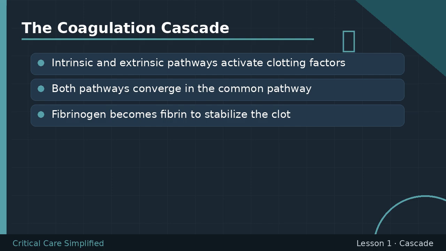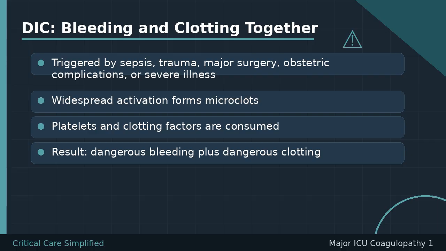Four key terms matter. Platelets are small blood cells that stick together at injury sites. Clotting factors are plasma proteins that activate in sequence. Hemostasis is the whole bleeding control process. Fibrinolysis is clot breakdown and cleanup. The coagulation cascade has intrinsic and extrinsic pathways. Both feed into a common pathway where fibrinogen becomes fibrin. For bedside nursing practice, the important point is this: when the cascade is disrupted, the patient may bleed, clot, or both at the same time.